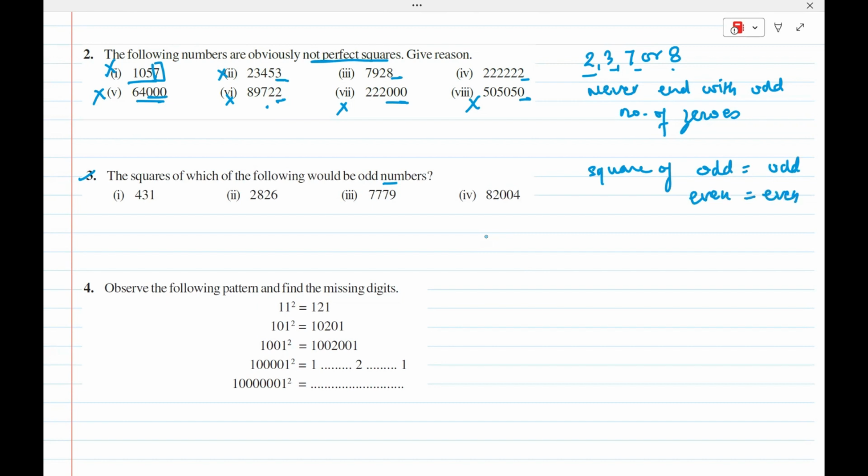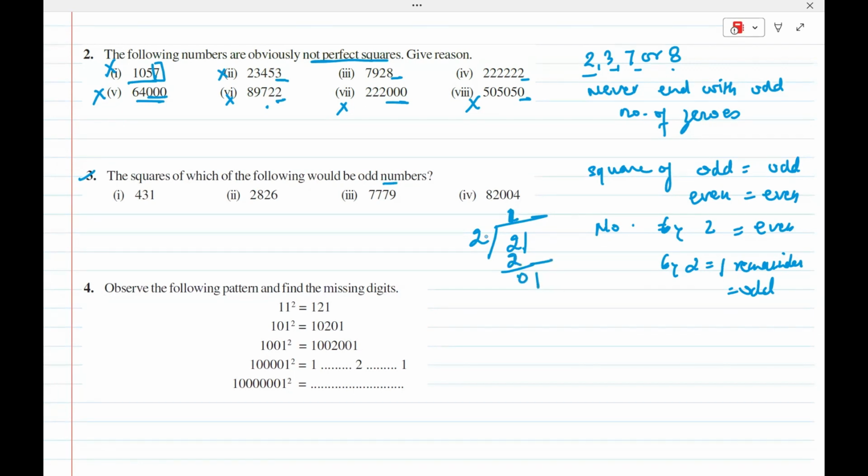I already explained in part 1 what an odd number and an even number are. Just a quick revision: if a number is completely divisible by 2 and there is no remainder, I'll say it is even. If I divide a number by 2 and 1 comes as the remainder, it is an odd number. For example, if I have 21 and divide it by 2, 2 ones are 2, 0, and I'm getting 1 as remainder. So 21 is an odd number.